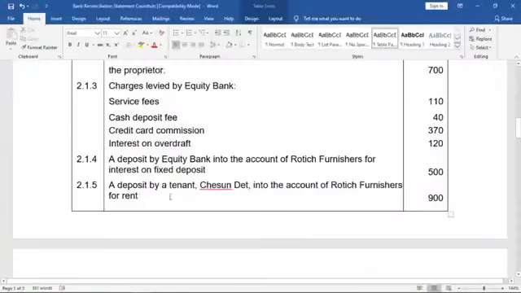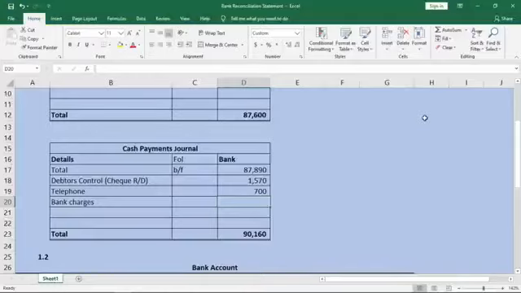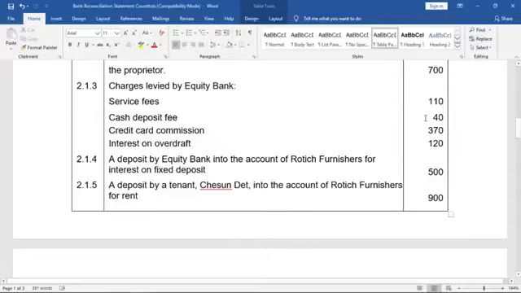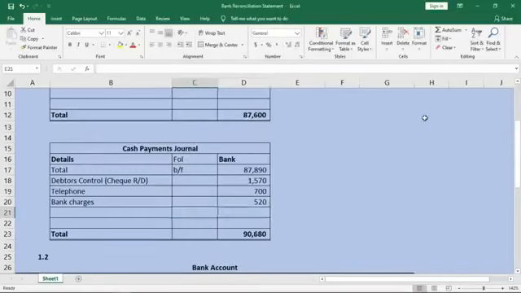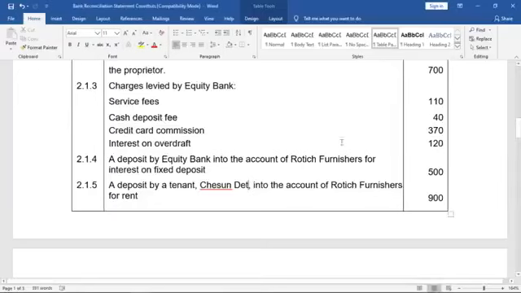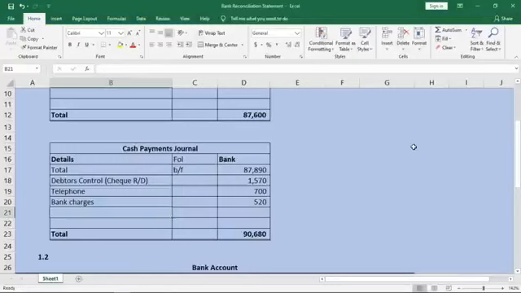and then what am I going to do? I'm going to add 110 plus 40 plus 370. So let me add it here: 110 plus 40 plus 370, and it gives us 520 for bank charges. And then the interest on overdraft we record separately. So we're going to record interest on overdraft down here. Interest on overdraft. And then we put in the amount there.